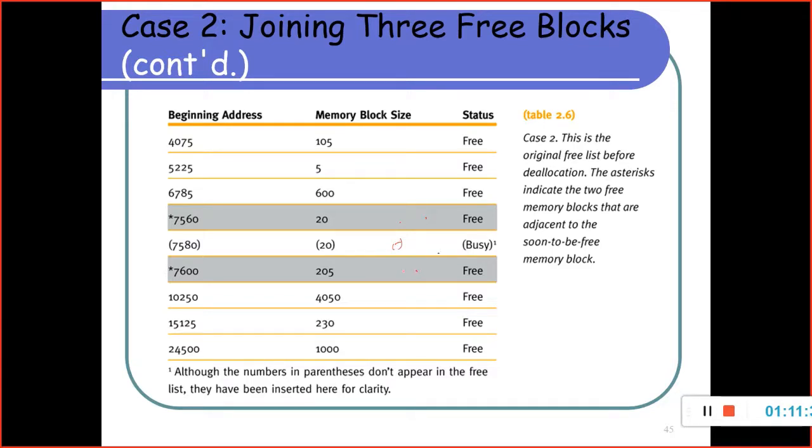7600 was just recently freed. So you have a busy block between two free blocks, you have deallocated between two free blocks. This is the original free list from the deallocation. That's why you get the two free memory blocks adjacent to the soon to be free memory block. So we have here 7520, 7580 plus 20. So this one is busy and both of these are free.